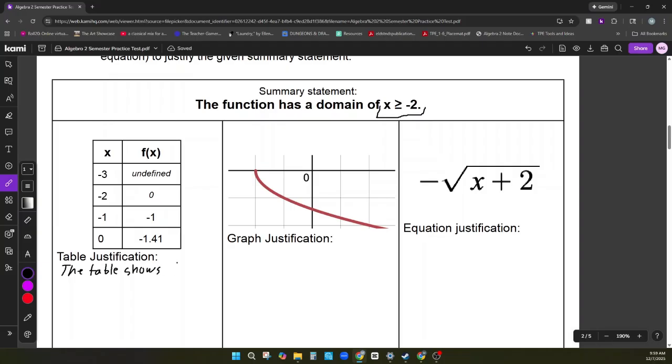So the table shows that x equals -2 is the lowest output, excuse me, lowest input. Definitely want to be careful about your vocabulary there. It is the lowest input to give a defined, you could say valid, you could say real output.